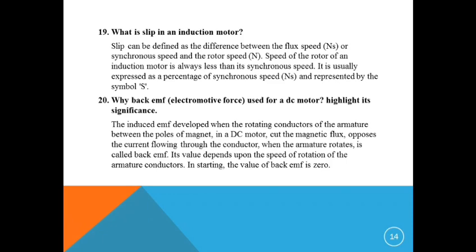Next question, why is back EMF or electromotive force used for a DC motor? Highlight its significance. The induced EMF developed when the rotating conductors of the armature between the poles of the magnet in a DC motor cut the magnetic flux, opposes the current flow through the conductor when the armature rotates, and is called back EMF. Its value depends upon the speed of rotation of the armature conductors. In starting, the value of back EMF is 0.